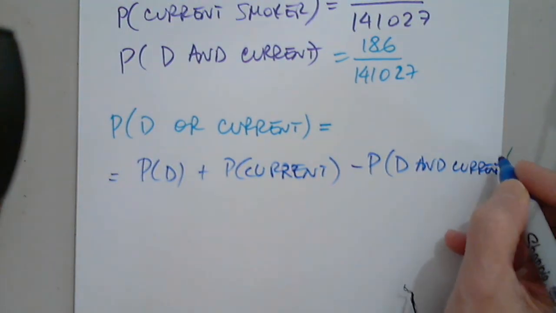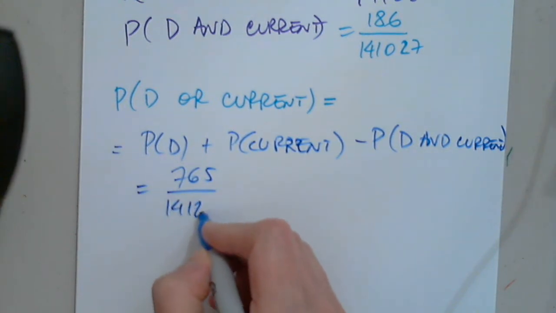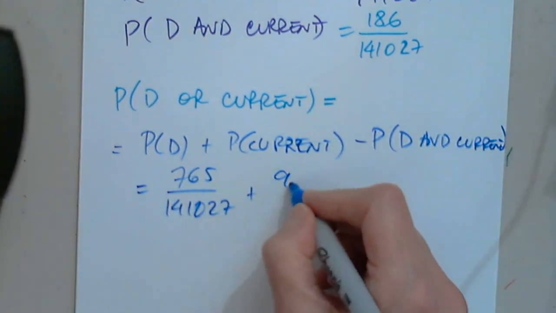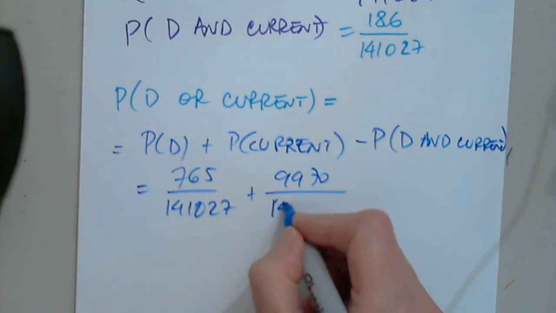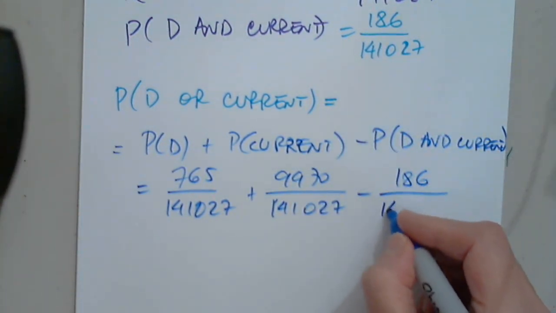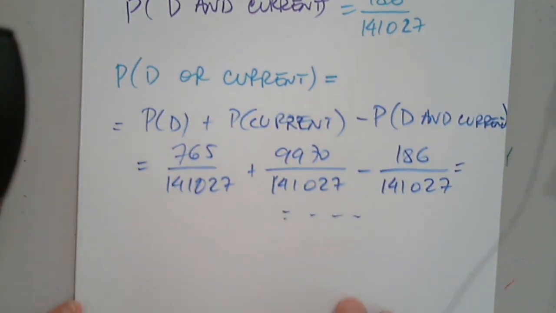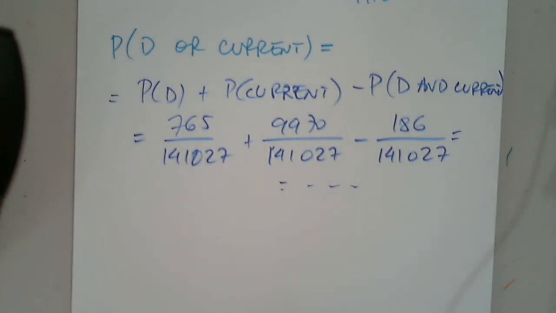Exactly. So 765 over 141,027 plus 9,970 over the same thing, and minus the intersection once. And of course, I'm not interested in the number right now. So we can always divide and add and subtract. Okay, that was the next one that I was interested in. Let's see what else I selected.